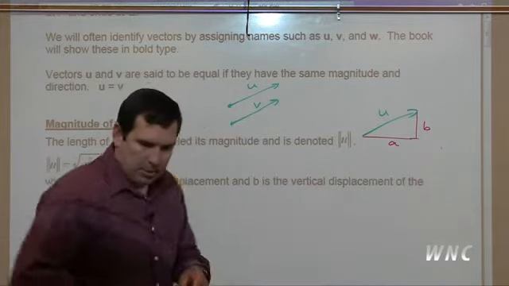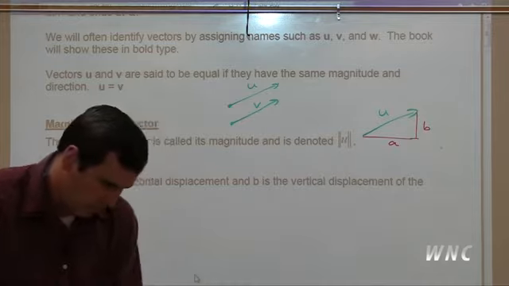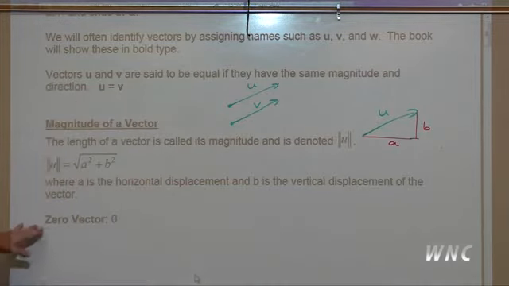So a is the horizontal displacement, b is the vertical displacement. The zero vector is just 0.